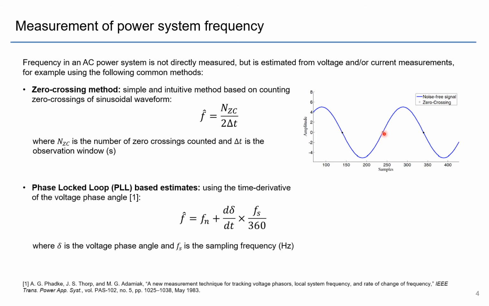A second method is based on the idea of a phase lock loop, and it's basically calculating the time derivative of the voltage phase angle. So if you have a phase lock loop and you have a measurement of phase, then you can use that phase to calculate your frequency.